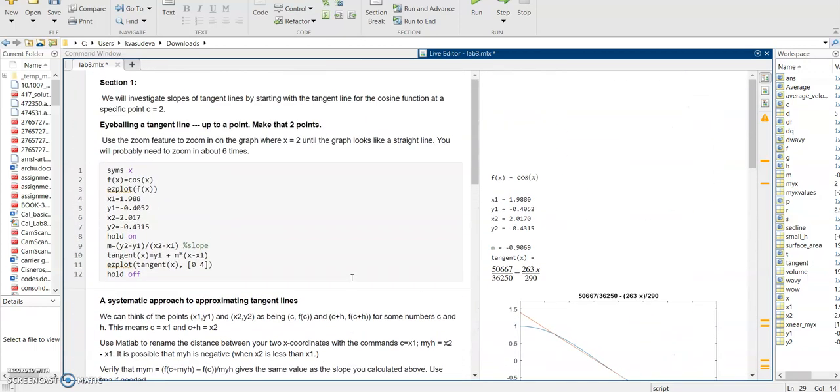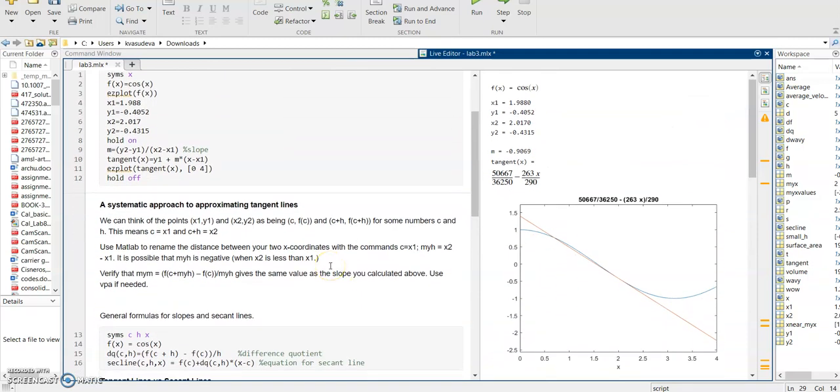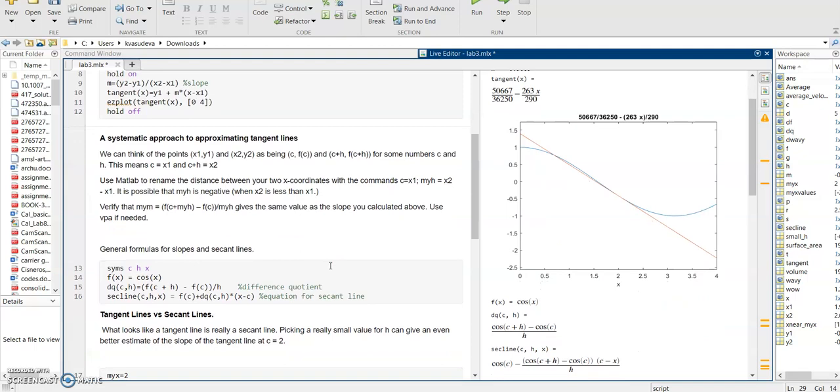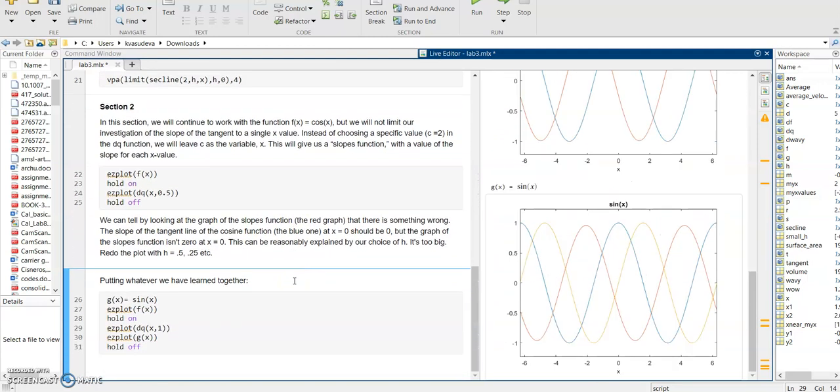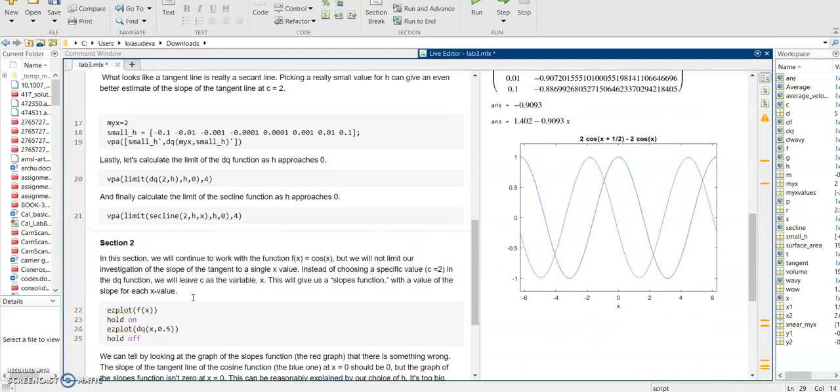To recap, in the first section, you are fixing the x value and trying to plot the tangent by varying the h value. In the second section, you are fixing the h value and trying to plot the slope and the secant line or tangent line by varying the x value, that is the c value. Even in the assignment, you will see these kinds of questions, so try to relate them. It is as simple as this. You just have to change the data, and the rest of the procedure remains the same.